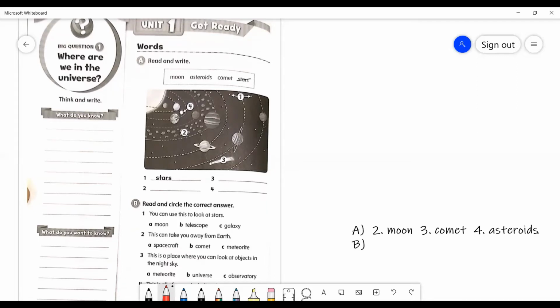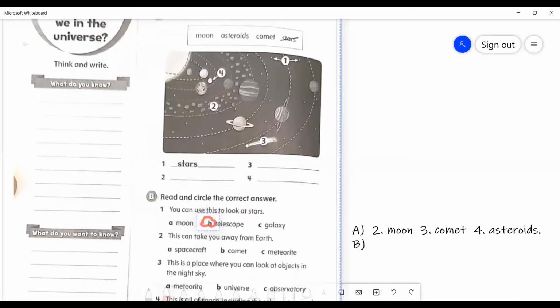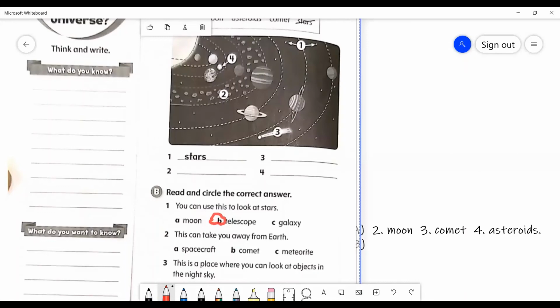Three choices are given. A, moon, B, telescope, and C, galaxy. So our answer is number B, telescope. Telescope will be our answer. Number 2: This can take you away from Earth. A, spacecraft, B, comet, C, meteoroid.